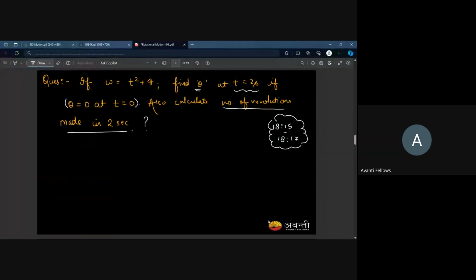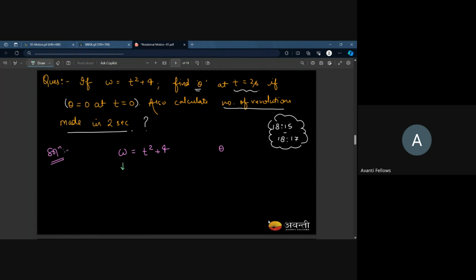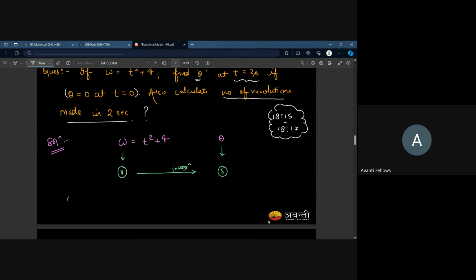See, I have omega equals t squared plus 4. That's it. It is very important for me. Now I need to find theta. If you are getting stuck with this equation, I said, go and deal with linear variables. So basically, you have linear velocity, and they are asking you to find the linear displacement. How would I execute it? I think with the help of integration. So in this sense, you can write omega is d theta by dt, just as v is ds by dt. I want to calculate d theta, so it would be omega times dt. Now integrate it.